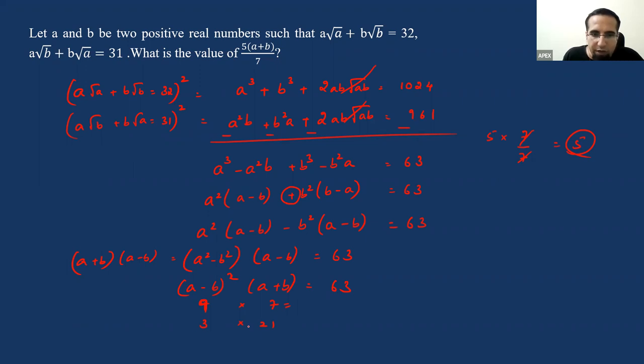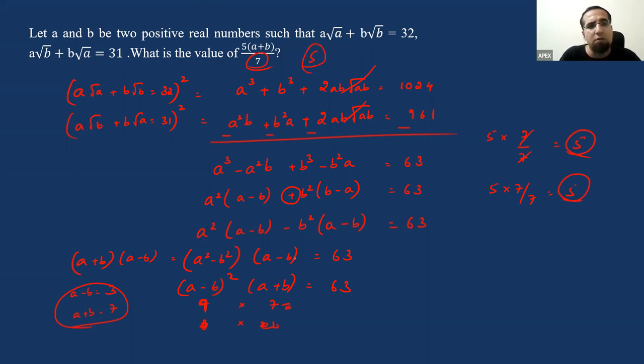Clear? And you need to also ensure that these two conditions have to be satisfied. Okay. So if A minus B whole square is equal to 9, then I'm taking A minus B is equal to 3, and then I'm taking A plus B is equal to 7, and so on. But the question is saying positive real numbers, right? Since the denominator has 7, I just started taking this value, that is 9 into 7. And this becomes 5 into 7 divided by 7. Therefore, 5 is going to be your required answer.